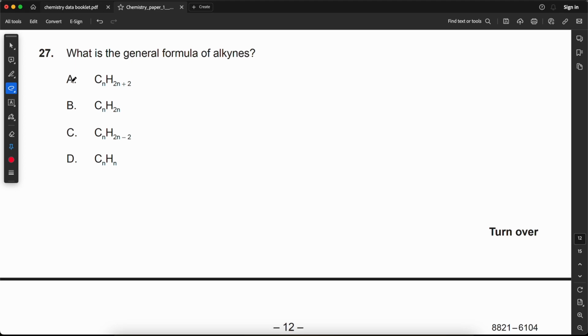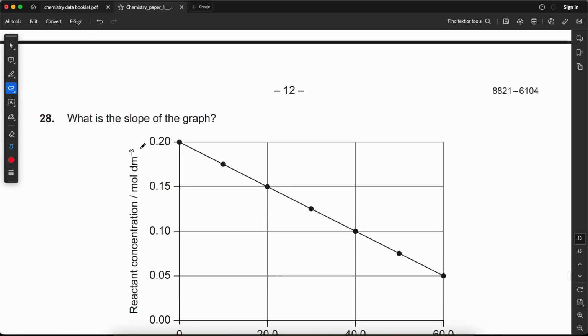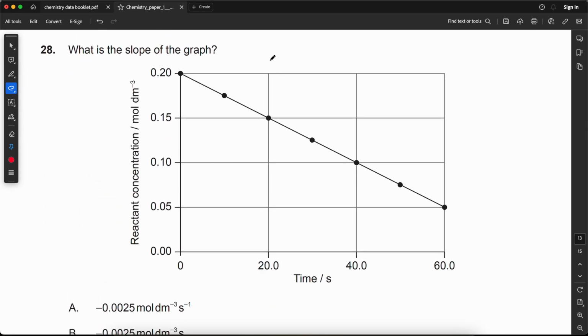What is the general formula of alkynes? This one is alkane, this one is alkene, this one is alkyne, this one is nothing. What is the slope of the graph? I will choose this one. So that would be m = (y2 - y1)/(x2 - x1). That would be (0.05 - 0.1) divided by (60 - 40), which is -0.05 divided by 20, so negative 0.0025.